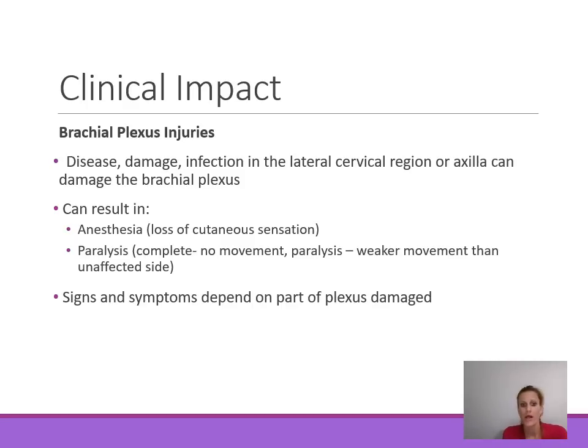Paralysis is when you can't bring motor signals through the brachial plexus down to the muscles of the arm. Complete paralysis is when there's no movement whatsoever. There can also be partial paralysis. Partial paralysis is when movements are weaker than on the unaffected side. Signs and symptoms of brachial plexus damage or injuries just depend on the part of the plexus that gets damaged.